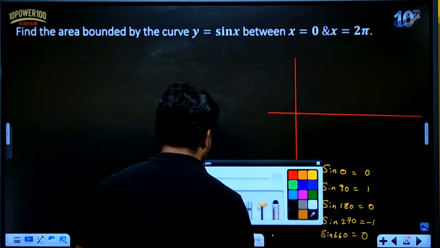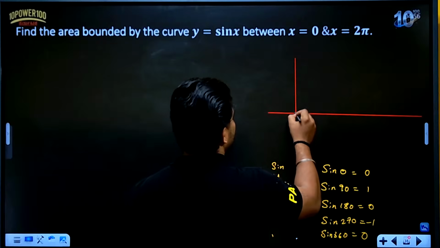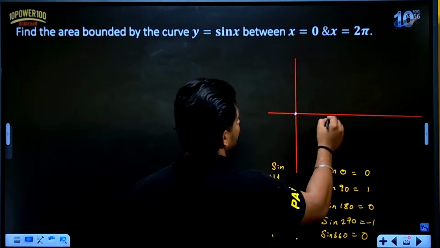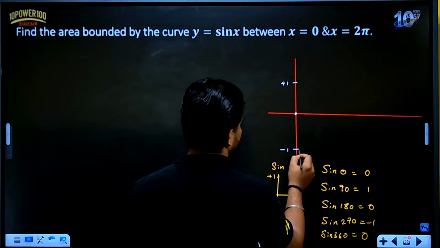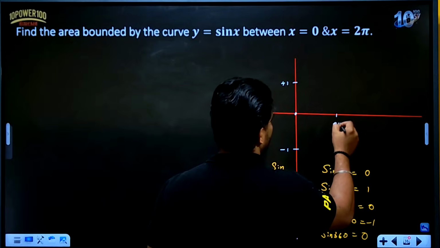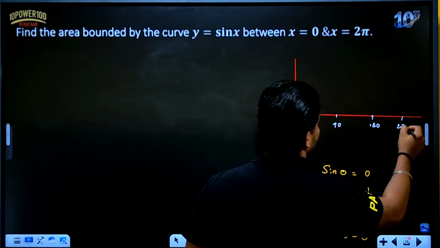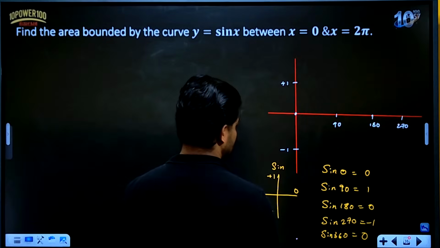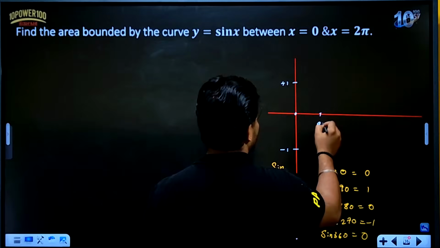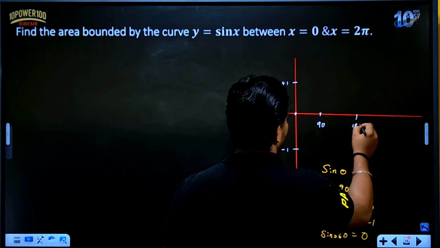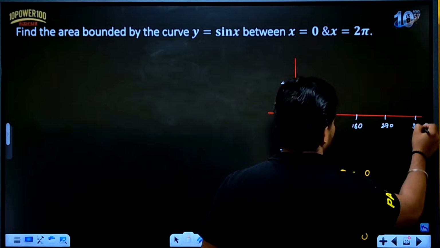So ಇದನ್ನ ನೆನಪಿಟ್ಕೊಂಡು we can easily construct a graph. Okay, now sin 0 is 0. Okay, ಈ ಪಾಯಿಂಟ್. Next, this is +1 and this is -1. Now this is 90, this is 180, this is 270. Okay, we'll just write a little bit. This is 90, 180, 270 and 360.